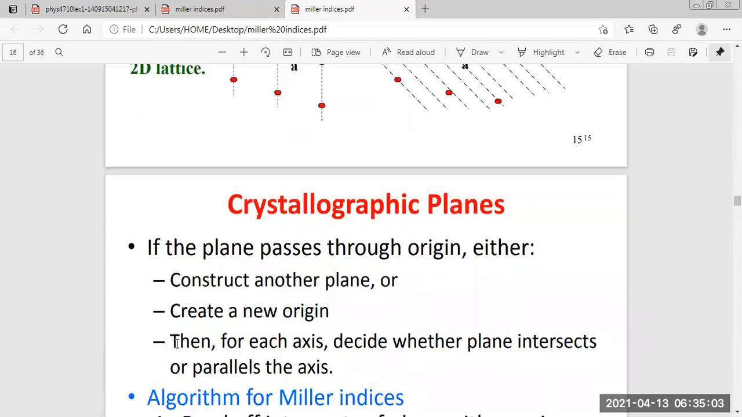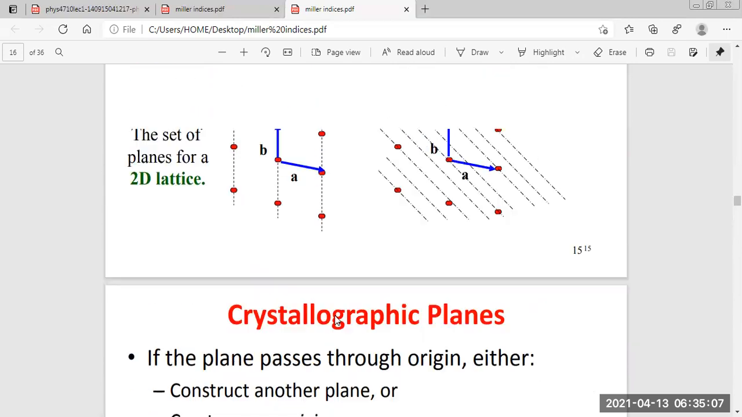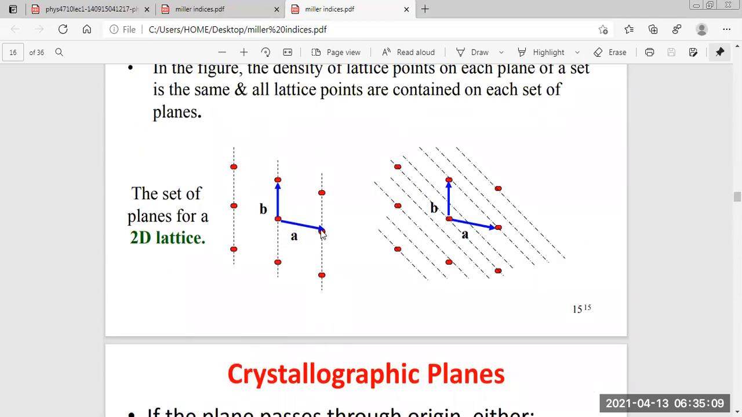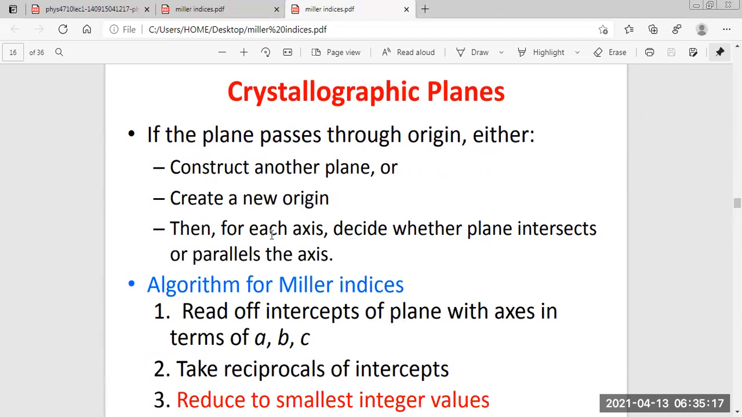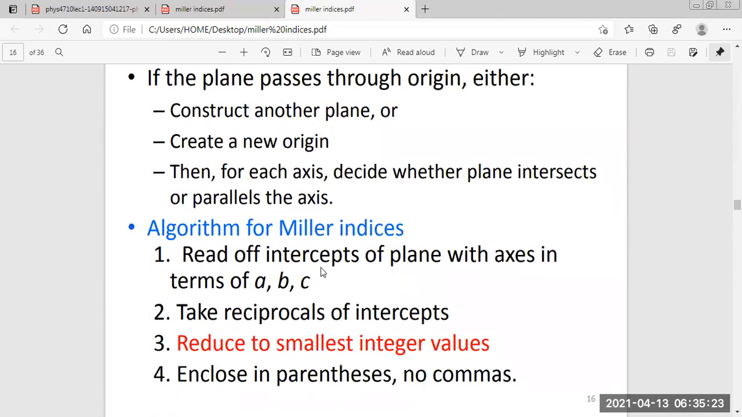Then for each axis, I have to decide whether the plane is intersecting. So the plane is intersecting here; you can see it is intersecting the x-axis, and it is intersecting the y-axis. So here, creating a new origin, then for each axis deciding whether the plane is intersecting or parallel to the axis. Now, what is the procedure, right?